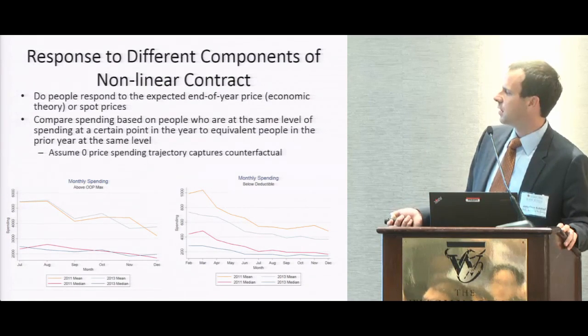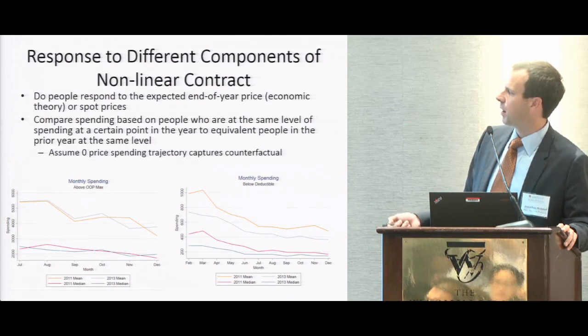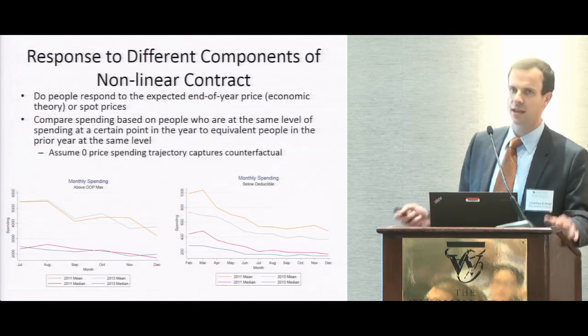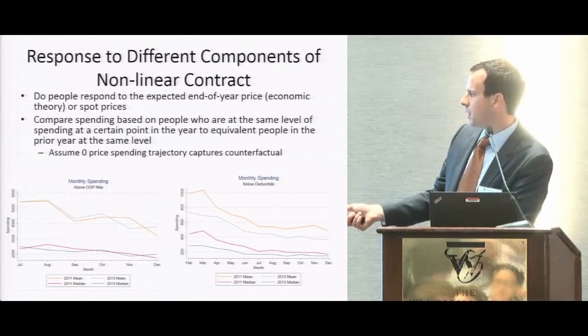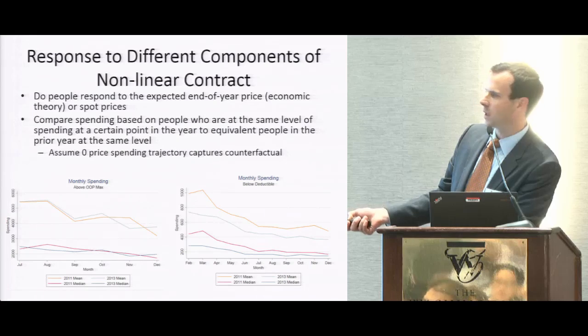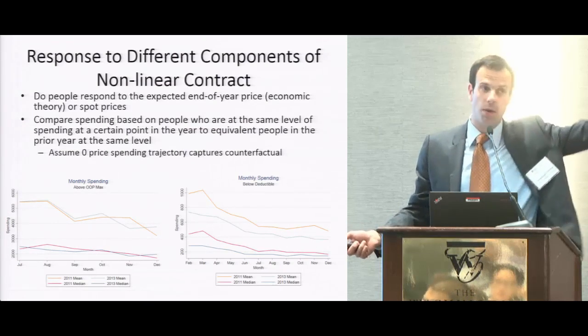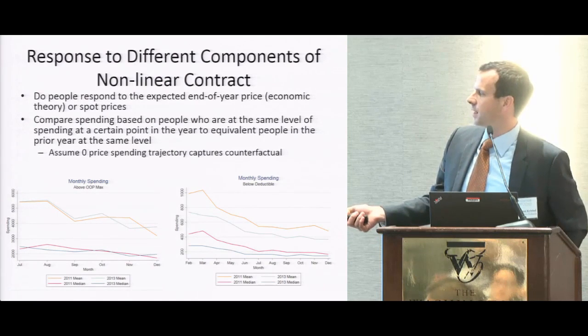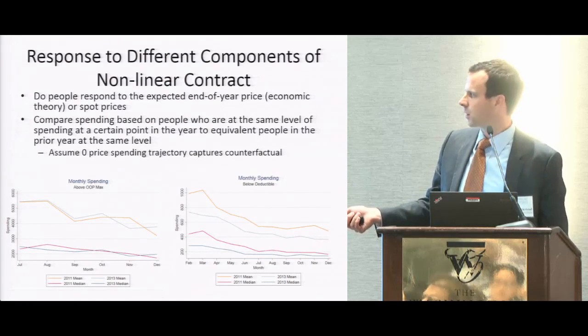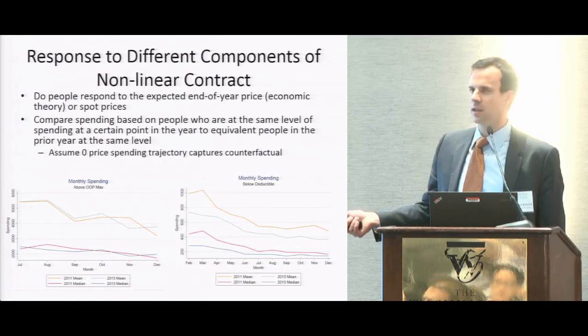So what you see here is, suppose, for example, I'm above the out-of-pocket maximum in July. That is, I've already spent so much that I faced no price, a price of zero. This yellow line is going to be 2011. That's when nobody faced any real prices. And this 2013 blue line is going to be after everyone's moved to the high deductible contract. They sit right on top of each other.